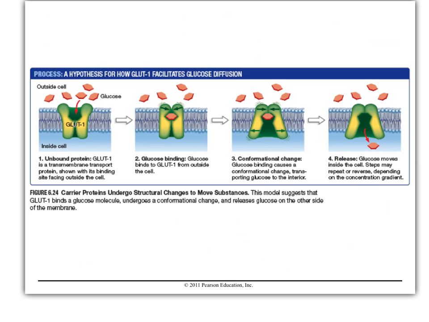Here's our little picture. It's the hypothesis of how it works. Look, what's up here? Ooh, a high concentration of glucose. What's down here? Ooh, a low concentration of glucose. Can glucose just pass through the phospholipid bilayer? No, it totally sucks at getting through there.